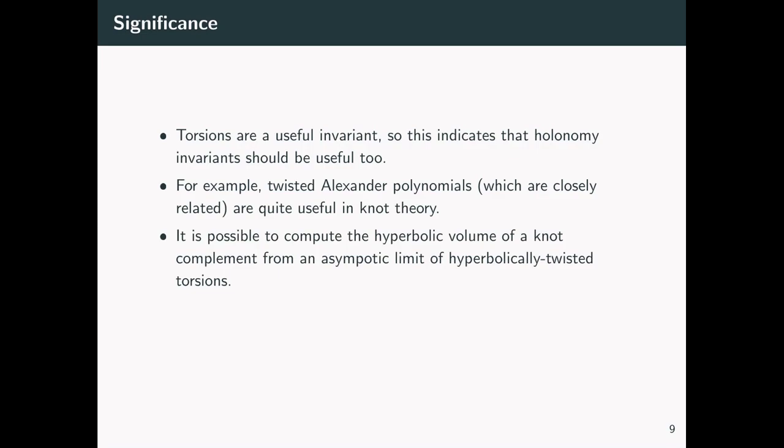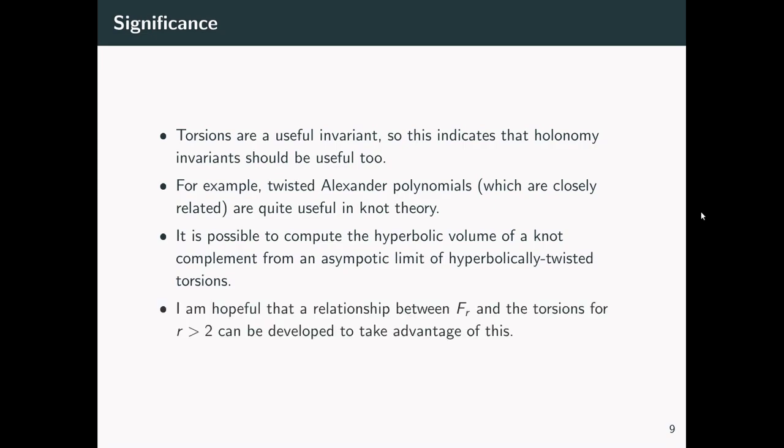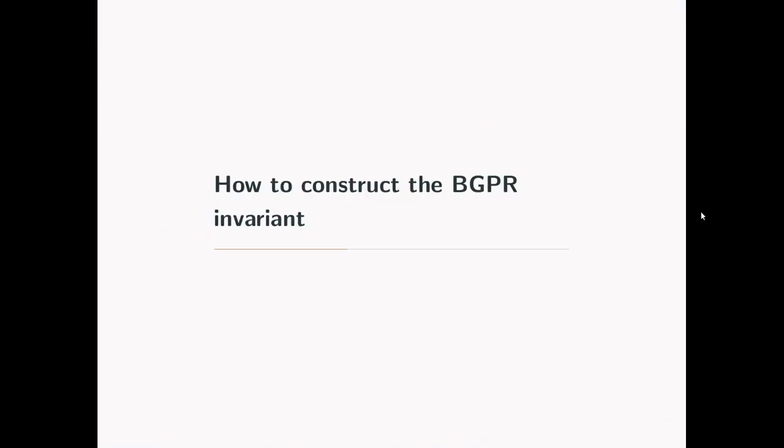In particular, one very interesting result is that there is a theorem that you can compute the hyperbolic volume of a knot complement using the hyperbolic structure, the torsion twisted by the hyperbolic structure, in some kind of asymptotic limit, a lot like the volume conjecture limits. And the hope is that if you figure out some kind of relationship between f sub r and these sorts of torsions, maybe you can take advantage of this result and say something about volume conjecture type limits of quantum invariants. All right, so that's what it is.